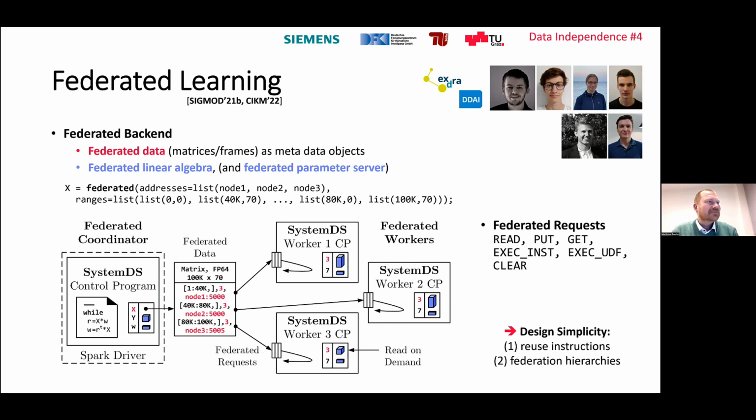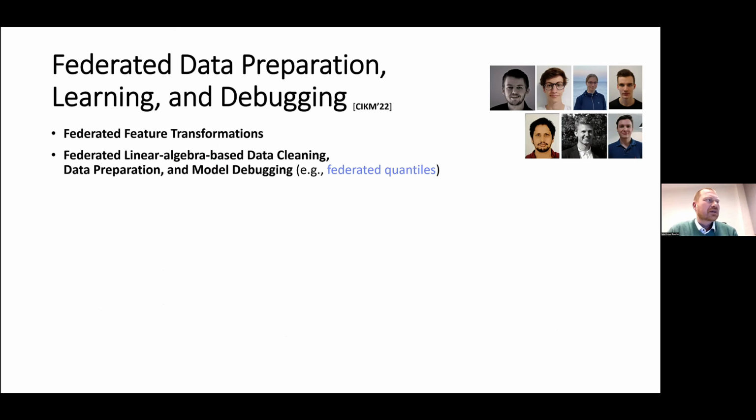In this context, we did a couple of follow-up works on supporting federated preprocessing in terms of feature transformations, but also a variety of our cleaning and preparation primitives. Some of those cleaning primitives required dedicated approaches where we had to implement dedicated physical operators, for example, for federated quantiles, where normally a common approach is to sort your column and then pick at a certain position. If you have federated row partitions, you can't just sort.